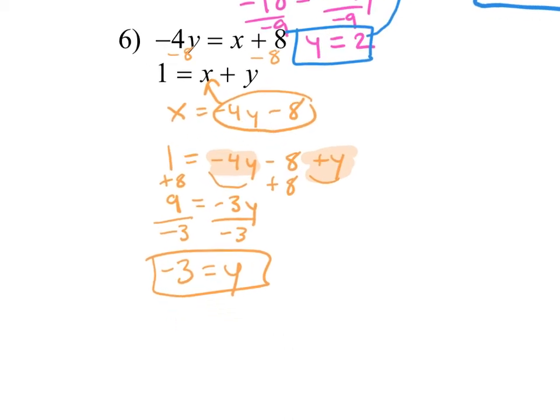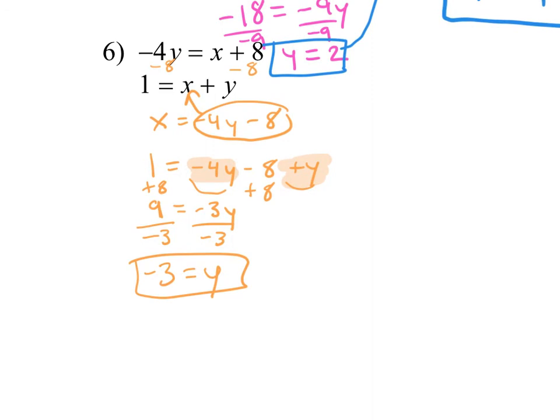Well, we need to find what x is, right? So can we plug it into the first equation or second equation? Sure, let's plug it into the second. The second one looks easier. We just got to be careful that we plug it in for y. So we have 1 is equal to x minus 3. Since y is negative 3, we just substitute that in for y.